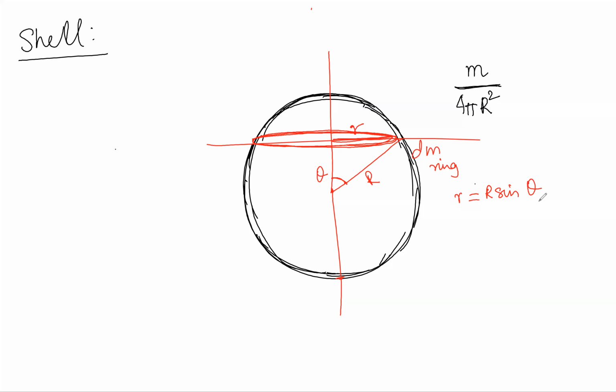So you can write R is equal to r sin theta. So if you write it that way, now what is the area of this ring? This ring is also going to have a small area. If you remember how we were solving for the moment of inertia of a ring, it subtends a very small angle d theta at the center. So we can say that the width of this small ring element is equal to r d theta.